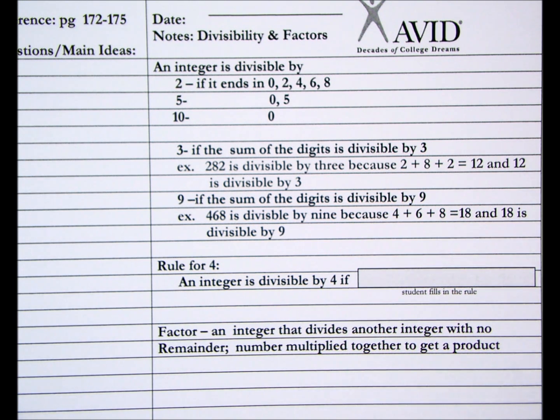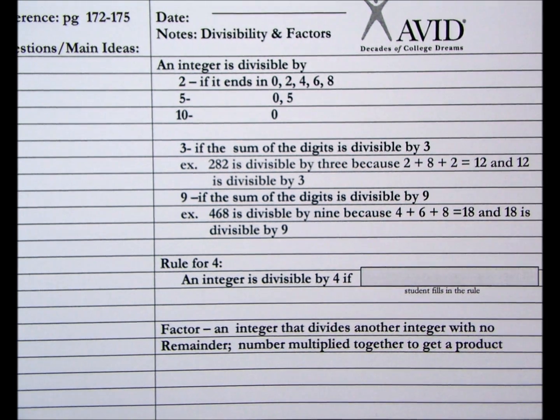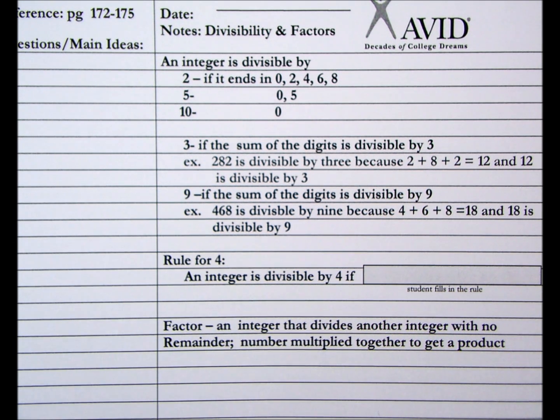Now, from divisibility, what we're looking at is factors, and if you'll remember, a factor is an integer that divides another integer with no remainders. So in other words, when those numbers are multiplied together, you get a product. So we're going to look at finding the factors of different numbers. When you go to find the factors, there's really no easy way. You just kind of have to think about what you know, and I always start this way.